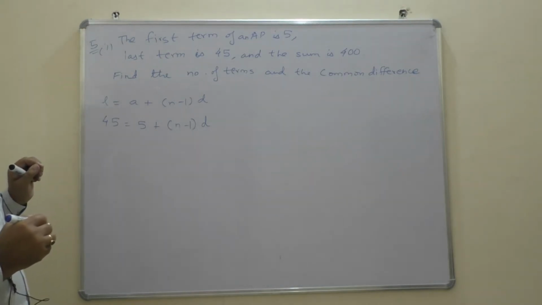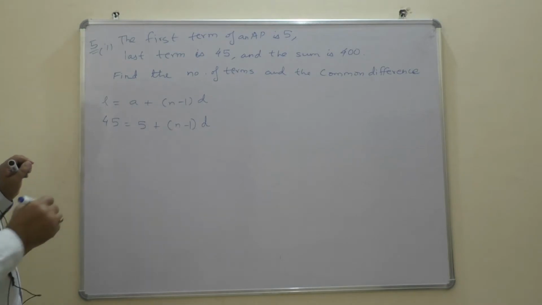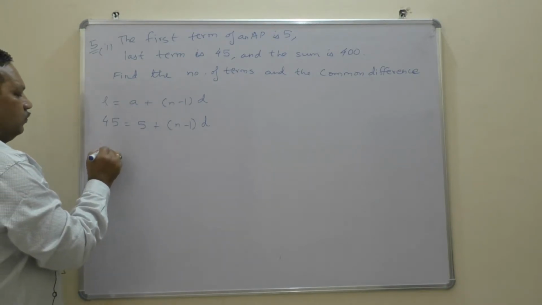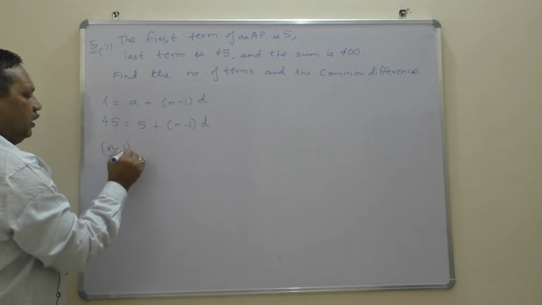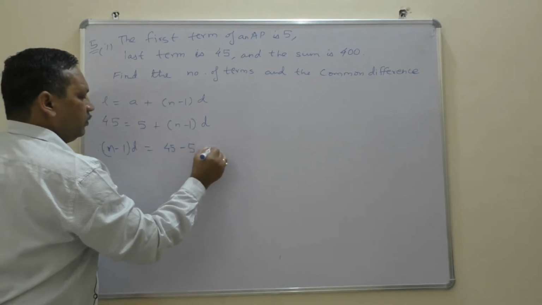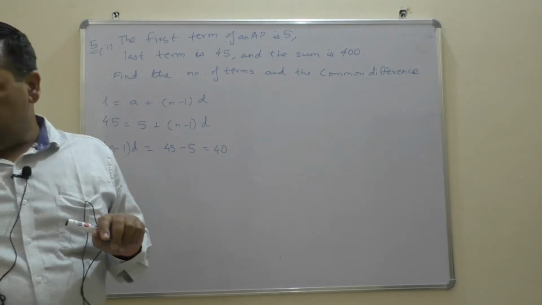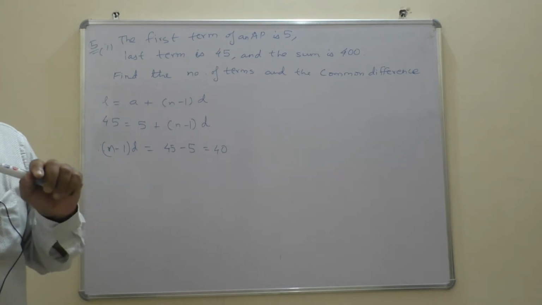Clear? So therefore, n minus 1 into d will be what? 45 minus 5, equal to 40. Clear? Okay.